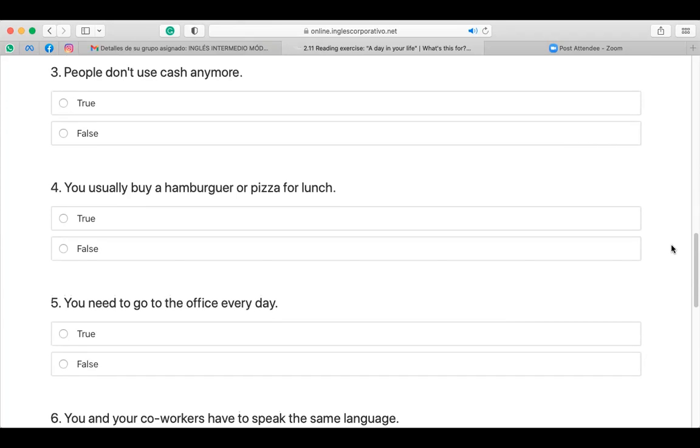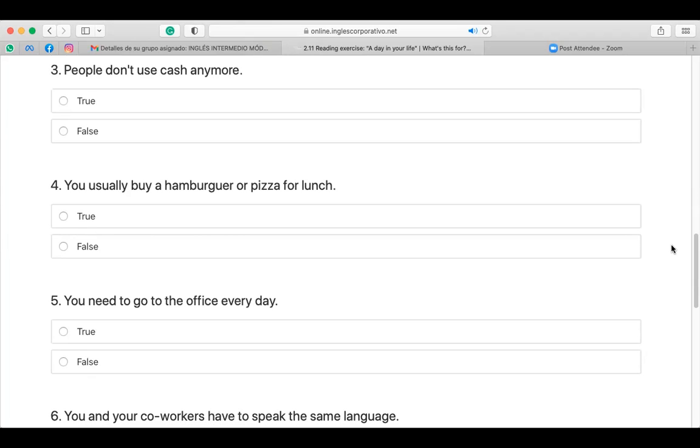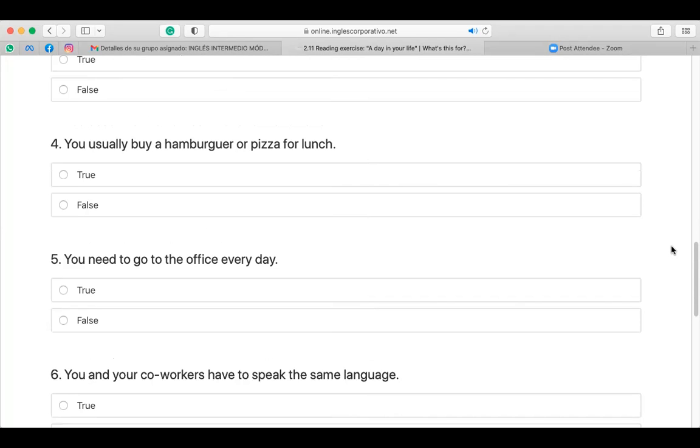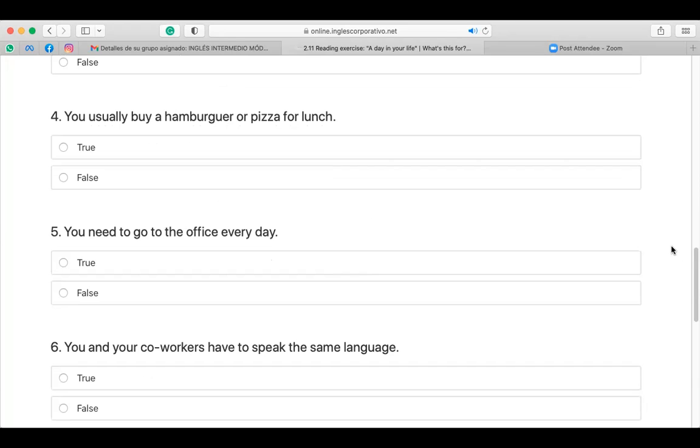Okay, you usually buy a hamburger or pizza for lunch? According to the article, is that true or false? It's false. Why is false? Because it prepared the other food. Who's preparing the food? A robot. A salad. Yeah, because the robot is suggesting you the best to eat according to your health. And it's measuring your health.